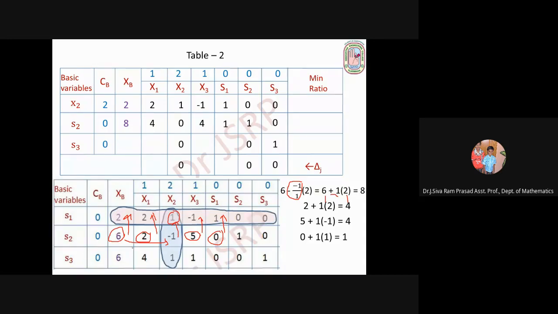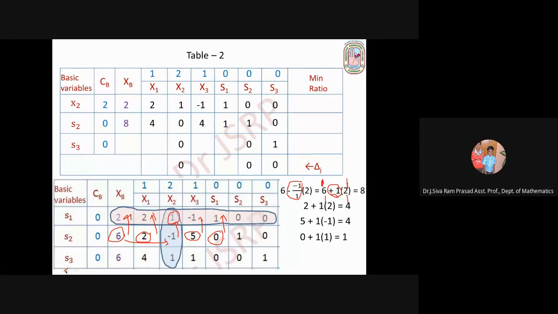So this is the calculation of the second row. Present value minus pivot column element by pivot element into pivot row element. In this calculation, this ratio is the same for the second row calculation. Just change the present value here and the pivot row element here. So this is the calculation of the second row.